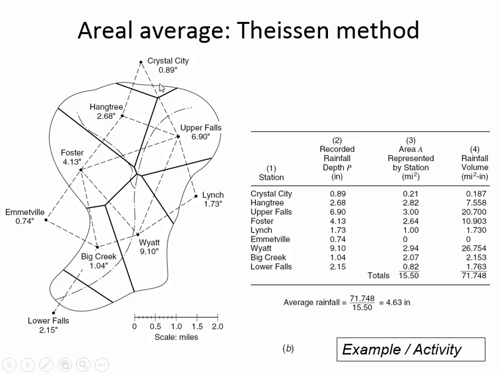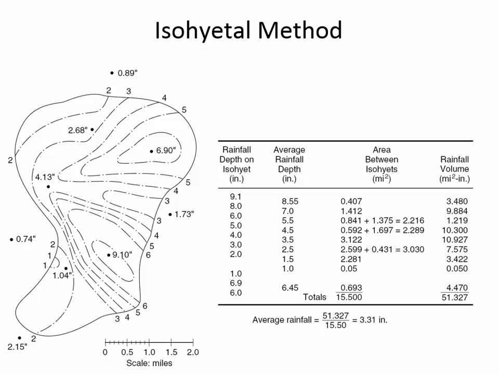And of course that's not realistic, that there's not a magical line in the sky where it's raining really hard on one side of the magical line and really lightly on the other. So the Theissen method is unrealistic in that way. And so the isohyetal method, which is a little bit harder to do by hand, assumes that there are going to be gradual variations in rainfall depth over the area.